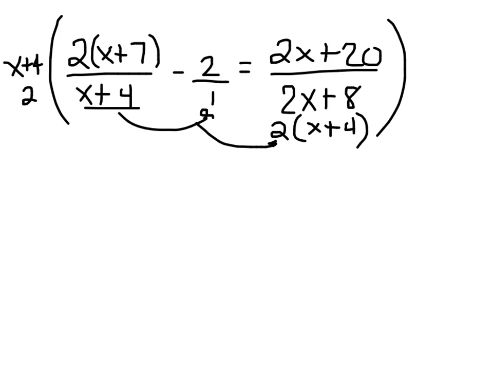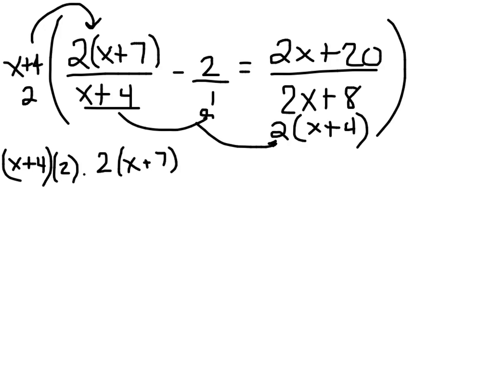Do I now have everything accounted for? Yes. So then when I shoot it in the front, I have x plus 4 times 2 times 2x plus 7 all over x plus 4. The x plus 4's go bye-bye. That is correct. Then if I multiply whatever's left over, what's 2 times 2? 4. And then what's 4 times x plus 7? Plus 28. 4 times 7, 28.